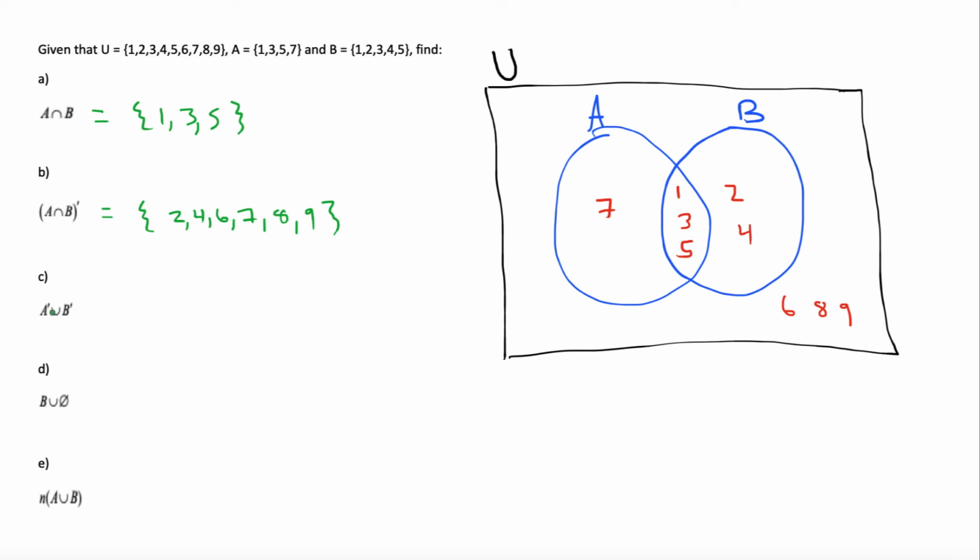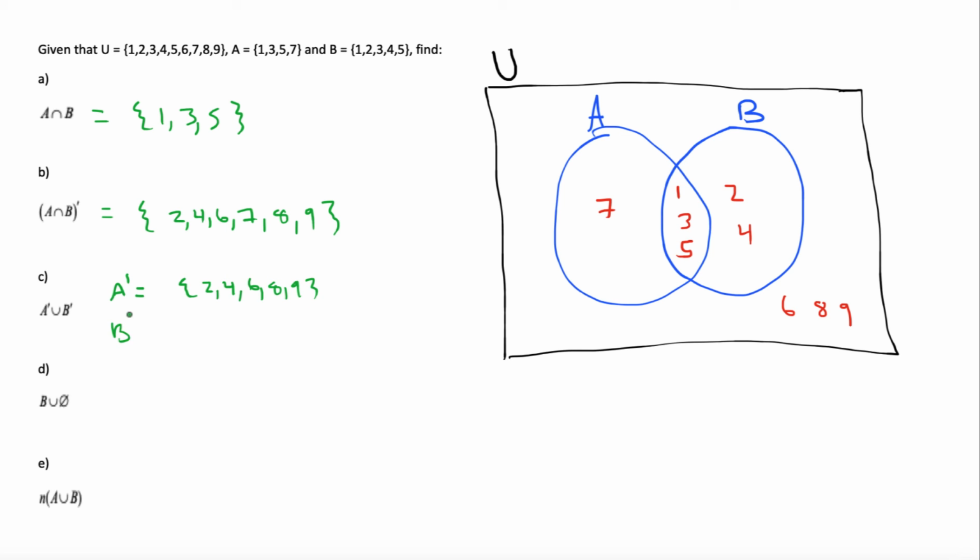This is saying A complement union B complement: all the elements that are not in A, together with all the elements that are not in B. Let's look at this closely. What is A complement? This one we can just list out. A complement is everything that is not in A. So we got 2, 4, 6, 8, and 9.